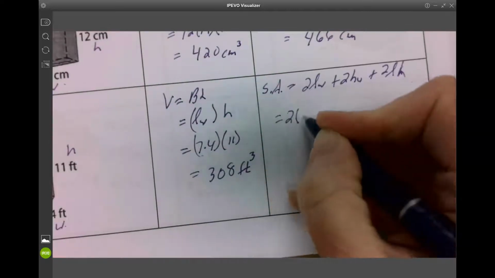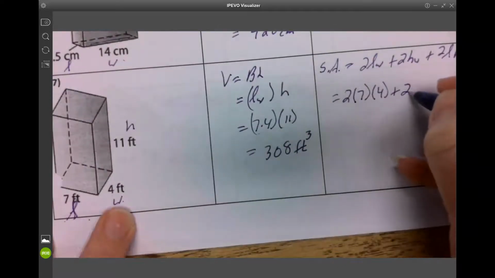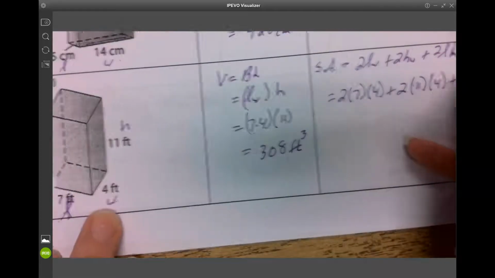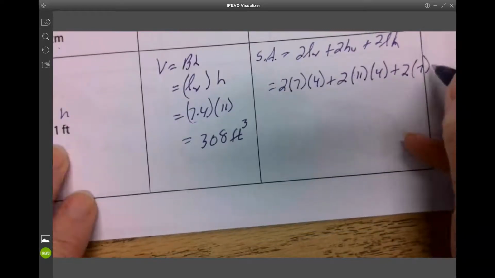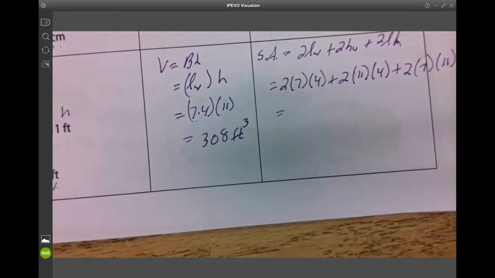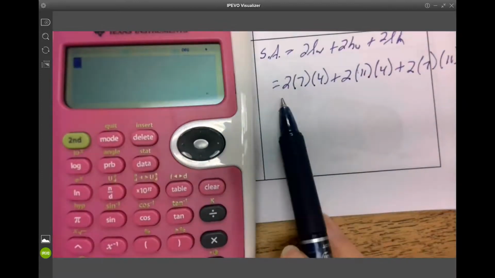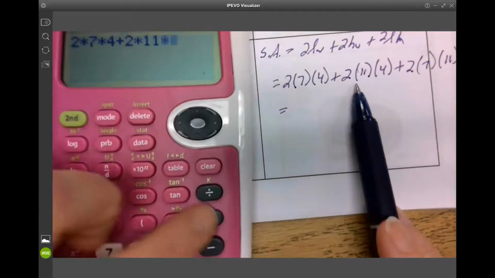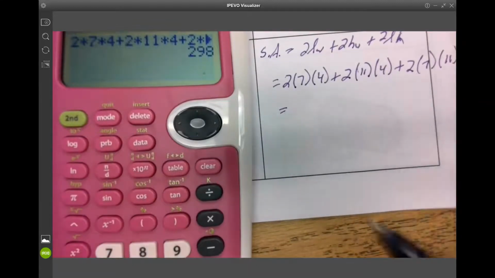So 2 times length times width. Notice I'm pointing as I'm doing it. 2 times the height times the width plus 2 times the length. Here's my length of 7 and my height is 11. So I'm just going to plug that into my calculator. Because I'm plugging it into my calculator, I'm going to do it twice. Okay, so I'm just going to go 2 times 7 times 4 plus 2 times 11 times 4 plus 2 times 7 times 11, and I got 298.